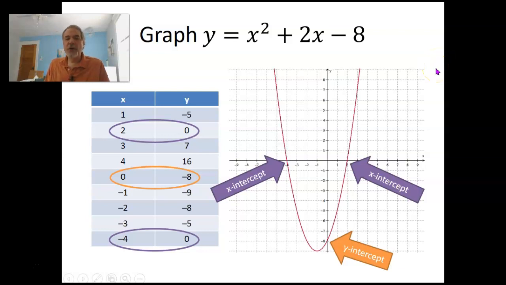So if you're looking for the intercepts, the x-intercepts or the y-intercepts or both, on a graph, you're looking at points where the graph crosses or touches the x and y axes. And if you're looking at the actual coordinates, the pairs of numbers, x-intercepts have 0 for their y-coordinate, and y-intercepts have 0 for their x-coordinate.